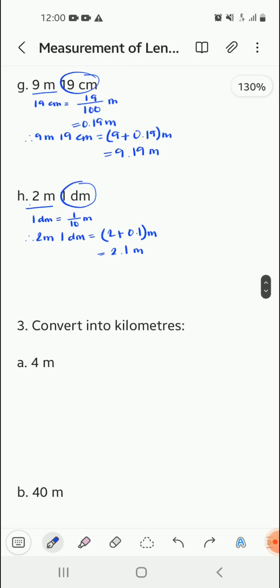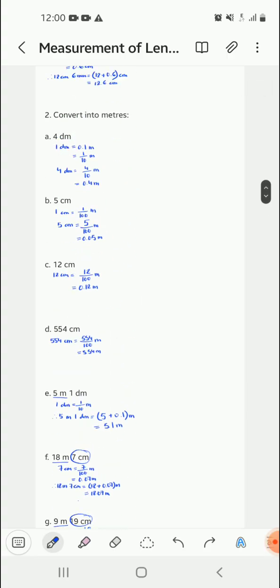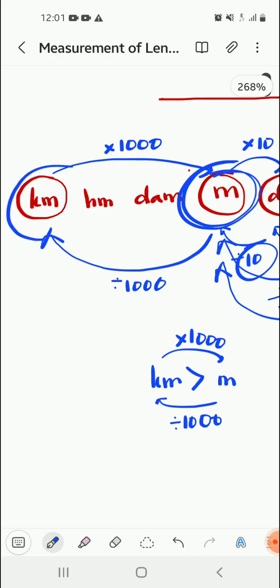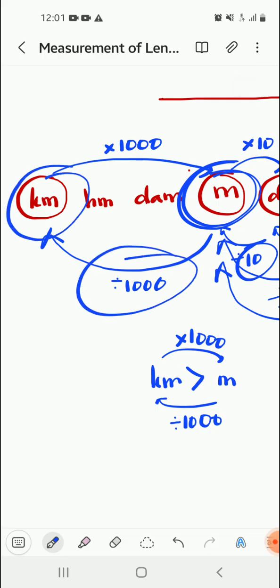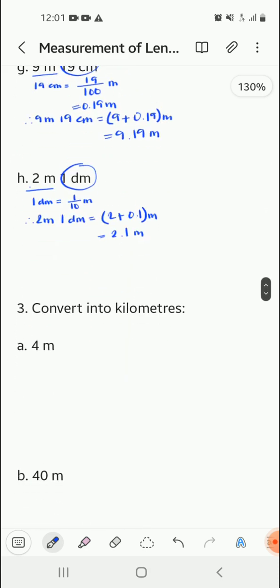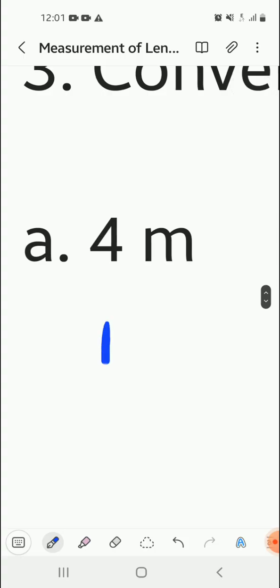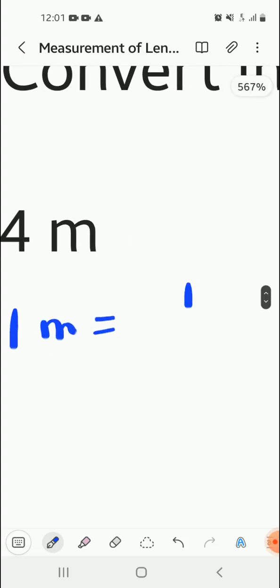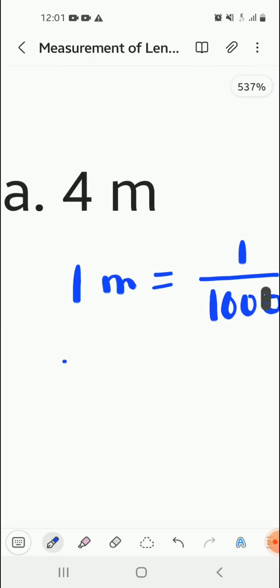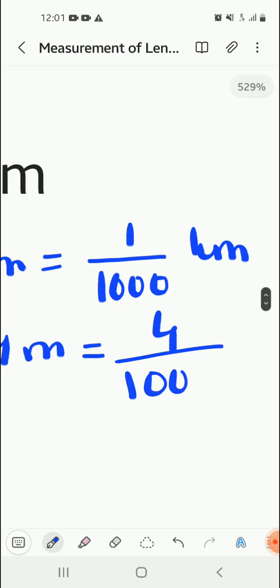Convert into kilometer. So let's get back to the list that we had. So you have to convert meter to kilometer. So it's simple. From meter to kilometer, divided by 1000. So it is that simple. So let's get back to the sum. We know 1 meter is equal to 1 by 1000 kilometer. Therefore 4 meter will be 4 by 1000 kilometer.